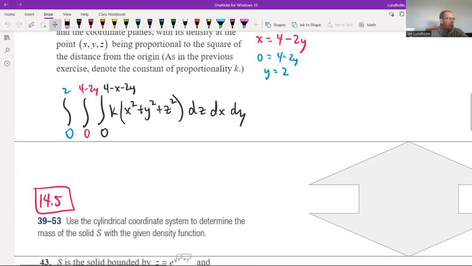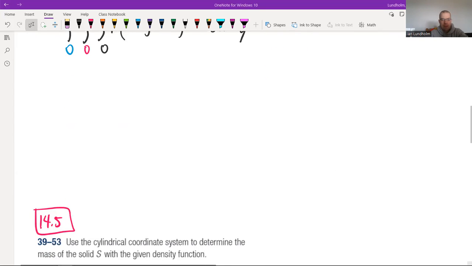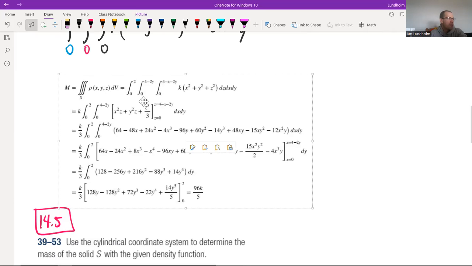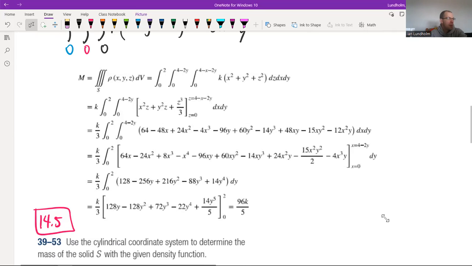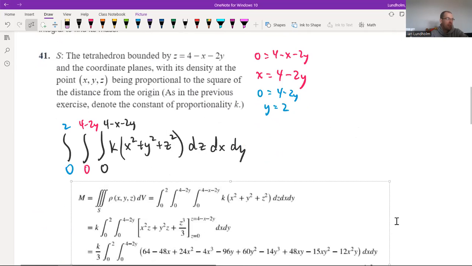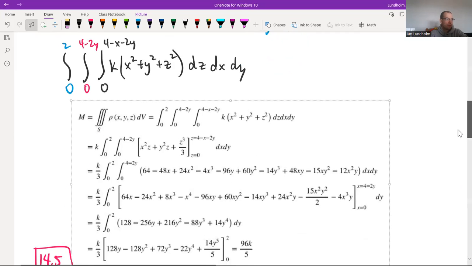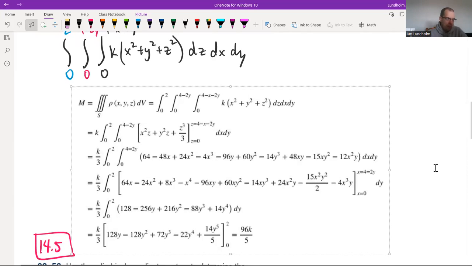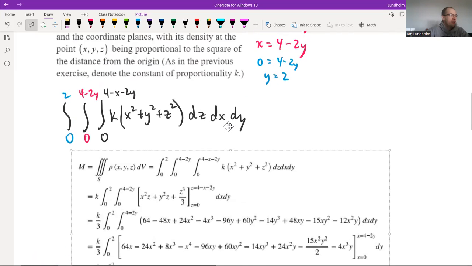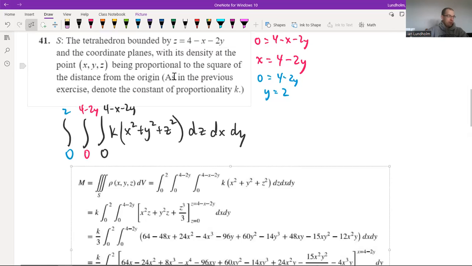Real quick, I will show you this if you're interested. This is maybe not too interesting, but this is what it would look like to solve that integral. Just a whole lot of polynomial stuff. But in the end, if you went the extra mile and solved that one out, 96k over 5 would give you the mass of an object of that shape having density that is proportional to the square of the distance from the origin.